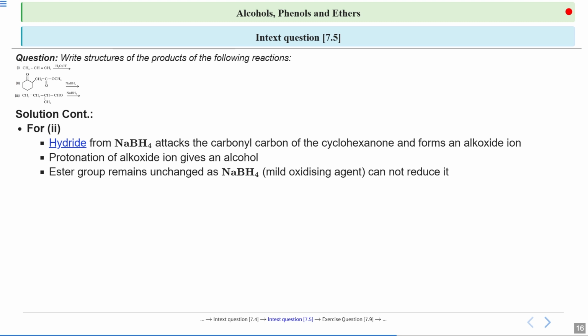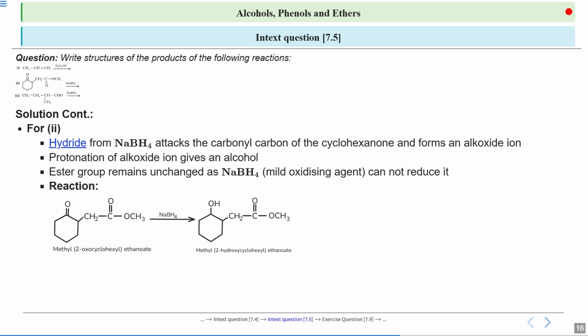So if you have this reaction where the reactant is methyl 2-oxocyclohexyl ethanoate, you have this carbonyl carbon, C double bond O, in the cyclohexane ring, right? And the other part is CH2 C double bond O OCH3, which is the ester. The ester group remains unchanged. It will not get affected by sodium borohydride.